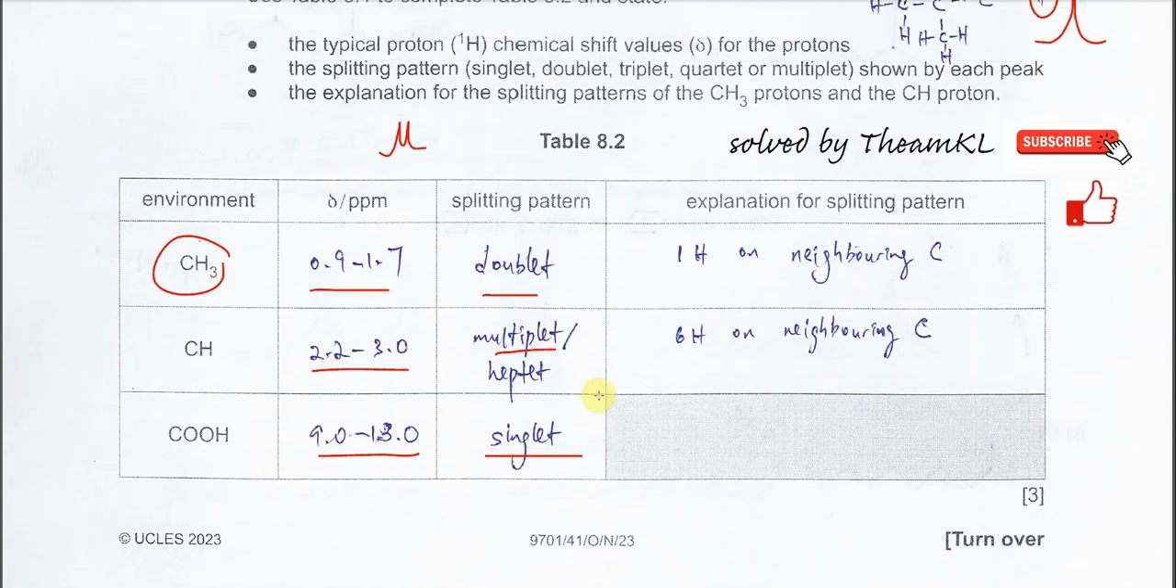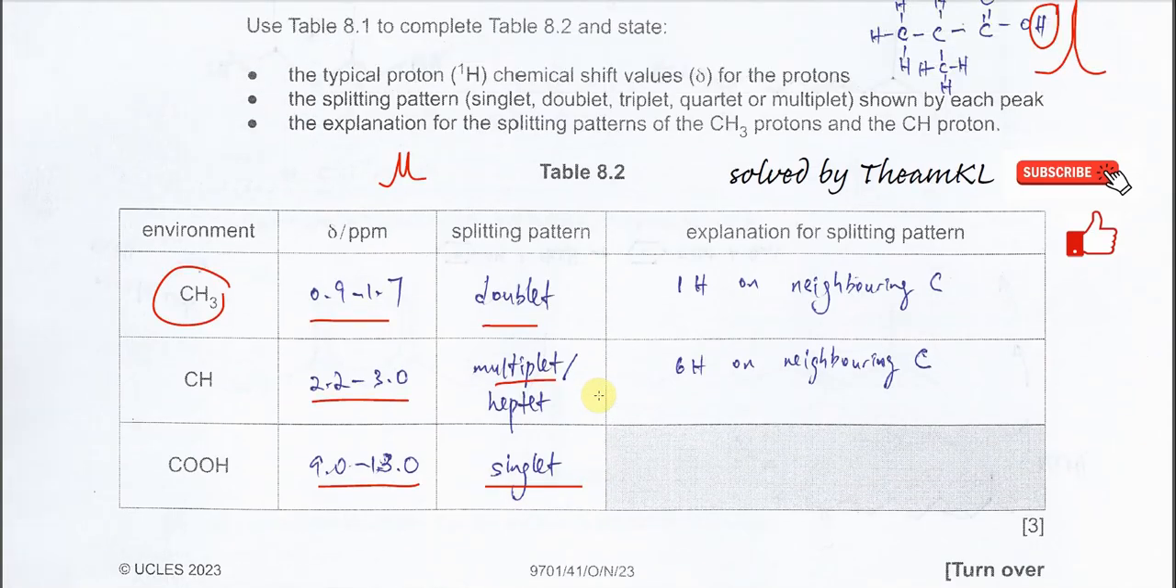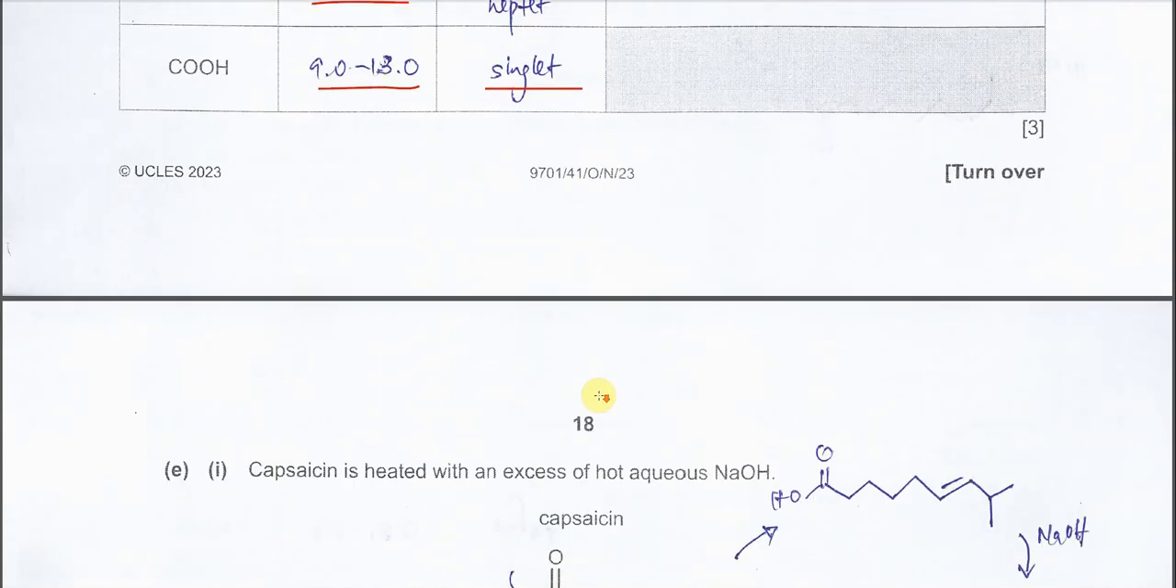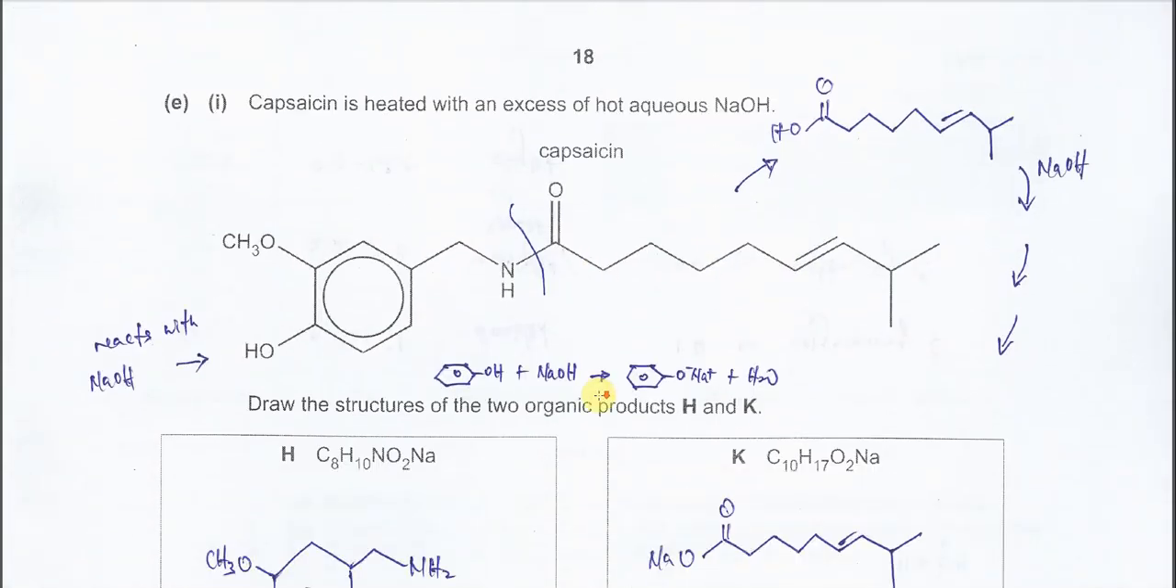Okay, I hope you understand this proton NMR. Let's move on to part E, E1. So this compound, the similar compound now, is heated with excess hot NaOH. So remember, this is in excess. So when it's in excess and it's hot, hydrolysis might happen.